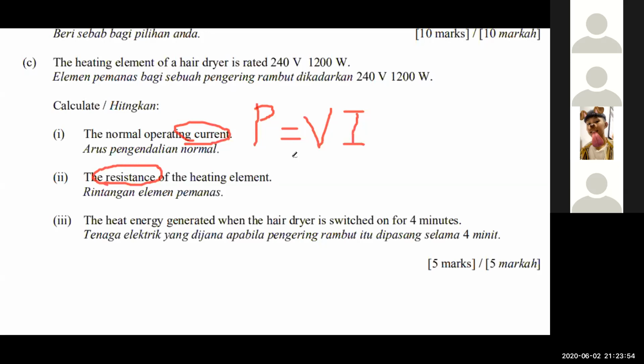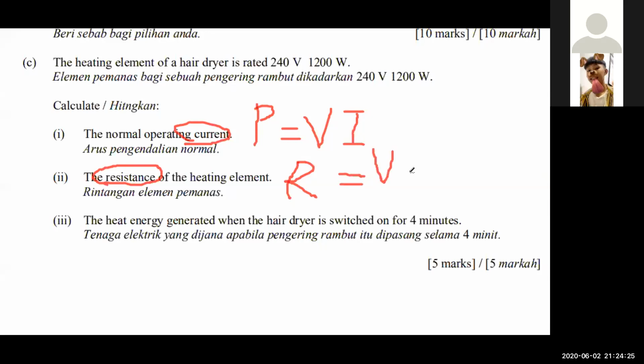R equal to. You want to find resistance, so use R equal. What is the formula for R equal what? Someone type then. R equal to V over I. Yes, correct. R equal to V over I, okay. There are actually many formulas. We take voltage divided by the current, so you get resistance.